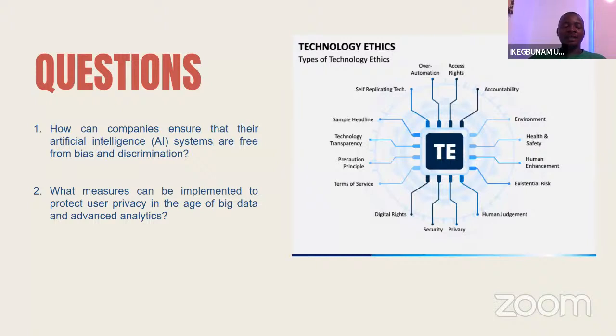Okay. Basically, companies will ensure that their artificial intelligence systems are free from bias by following the aforementioned ethics in technology approach. And the next one is what measures can be implemented to protect user privacy in the age of big data and advanced analytics?